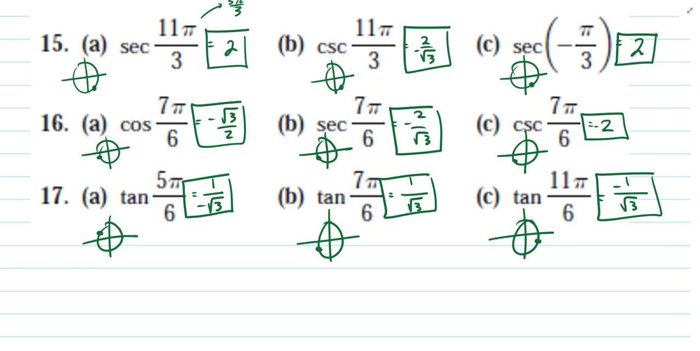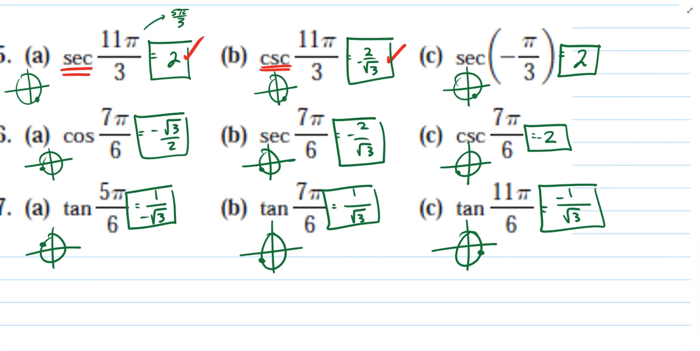In 15a, I'm thinking about the reciprocal of cosine, so the reciprocal of the x value. Well, the x value is 1/2, so you flip that and you get 2. For cosecant, that's the reciprocal of the y value. The y value flipped here is negative 2 over radical 3. And remember, when we find the reciprocal, we're just flipping the fraction. We're not changing the sign, so it does retain this negative symbol. For part C, we are flipping the x-coordinate. So again, the x-coordinate was 1/2. The reciprocal of that is 2.